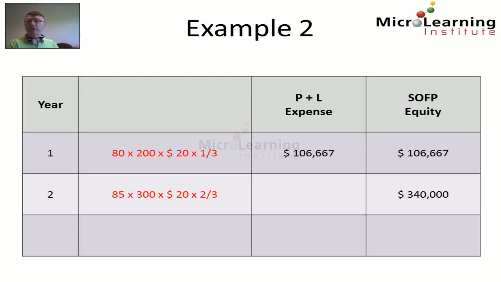So the cumulative equity that we recognize to the statement of financial position is now $340,000, up from $106,667 at the end of the previous year. So consequently, we must recognize an expense to P&L for the difference, which is $233,333.